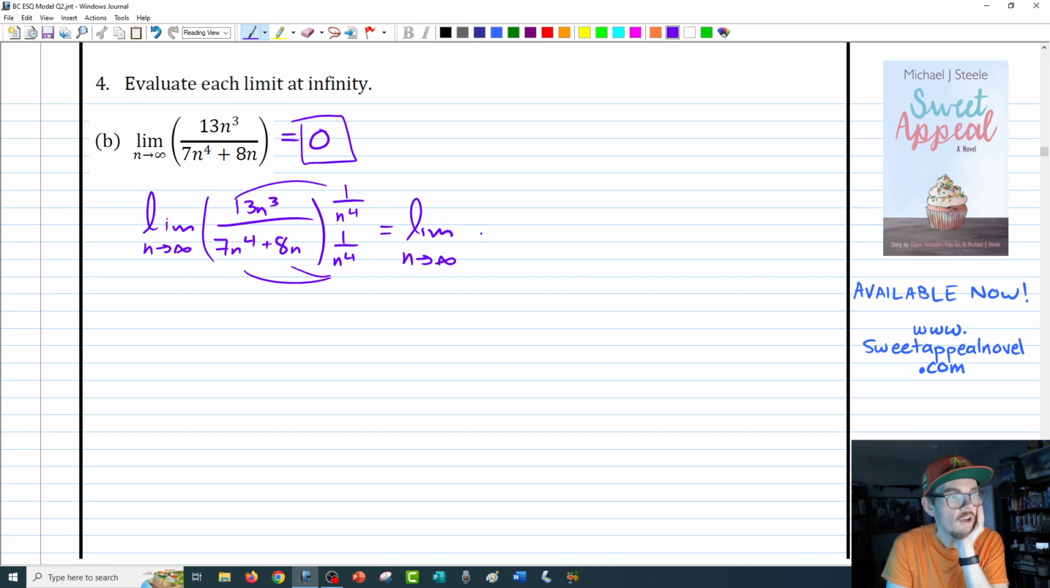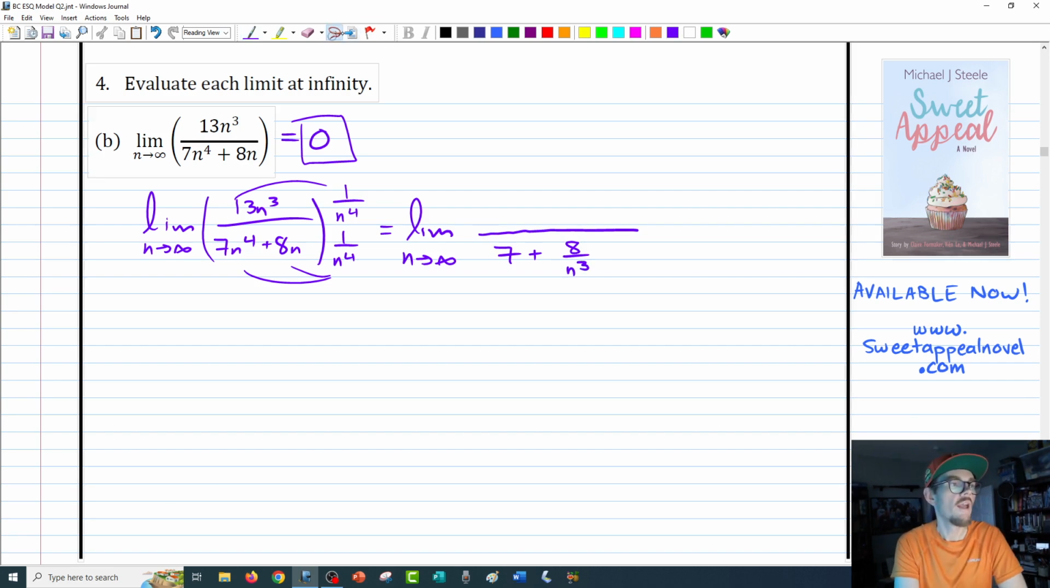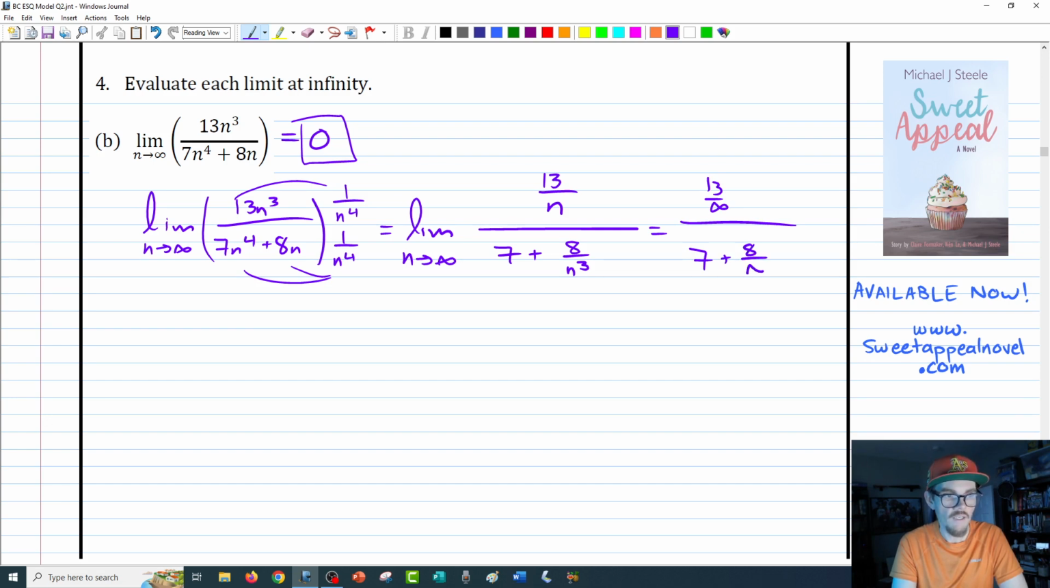Our limit in this case becomes stuff over 7 plus 8 over n cubed. And then in our numerator, a really subtle thing that you might actually miss when you're doing it, becomes 13 over n. Now when you plug in infinity here, you get 13 over infinity, all divided by 7 plus 8 over infinity. I mean, he wants to say infinity cubed, cool, be my guest. But the thing is, any number divided by infinity is going to approach 0.